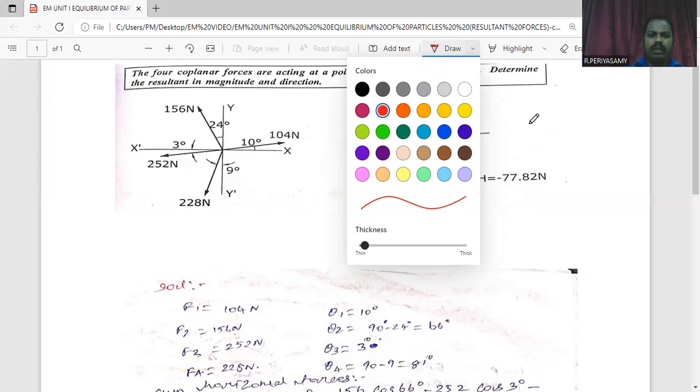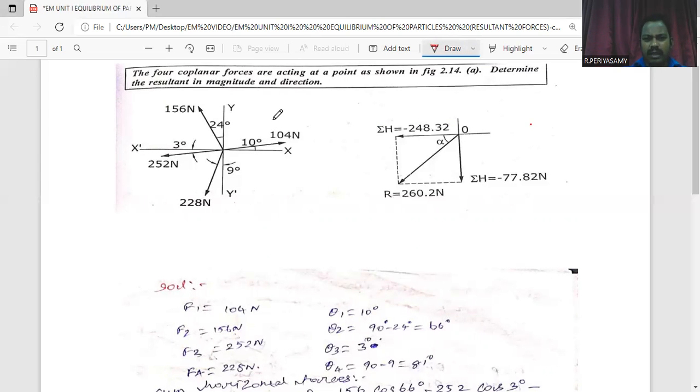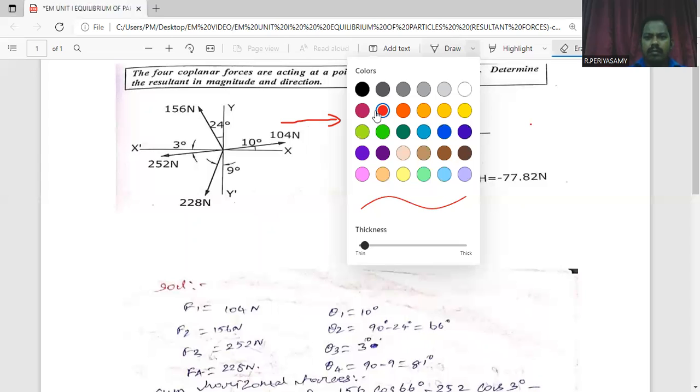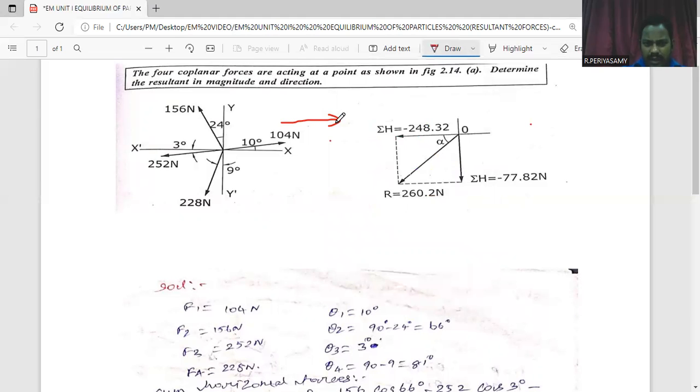So these inclined forces are further divided into two forces: one horizontal force, another vertical force. This inclined force is further separated into horizontal force and vertical force. This inclined force direction is like this, so its horizontal force direction is like this. Next, we have to draw the vertical force. That vertical force is in the upward direction.